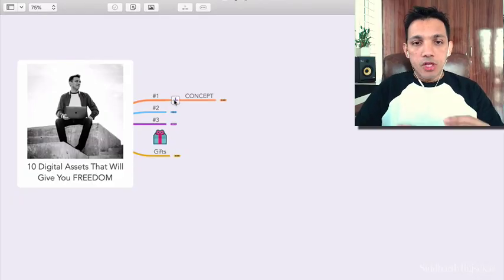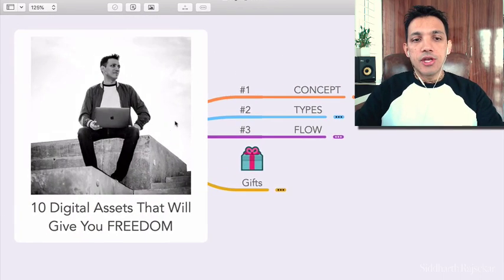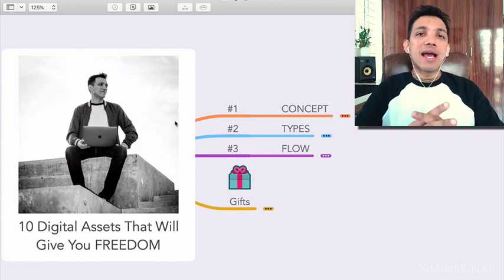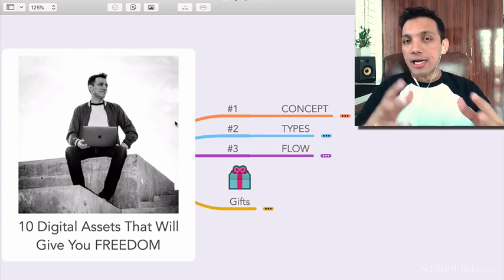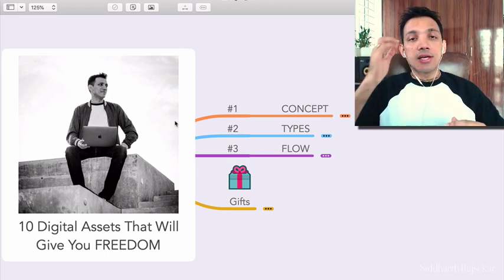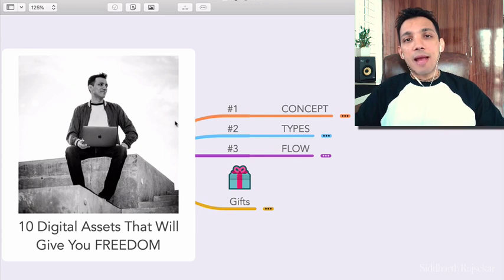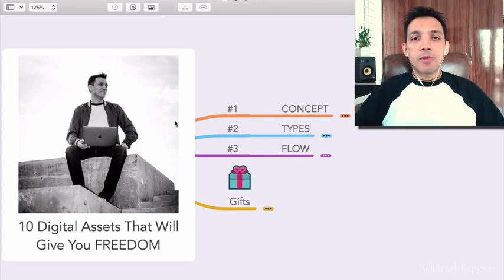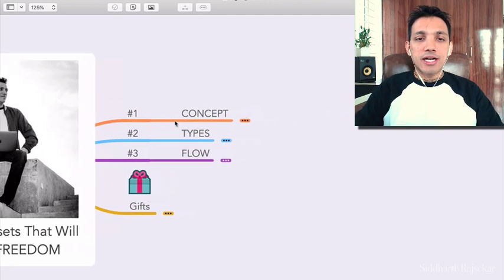Okay, so now I'm here right now, and you can see my mind map. I'm going to be covering 3 aspects here. The first part is I'm going to talk to you about the concepts, the concept of what is an asset and how it can really help you and create that leverage. Two is I'm going to talk to you about the 10 digital assets that can give you freedom. And finally, I'm going to give you the flow: how do these digital assets connect with each other so that it really creates that kind of leverage and impact and freedom in your life. Okay, let's get into the concepts.